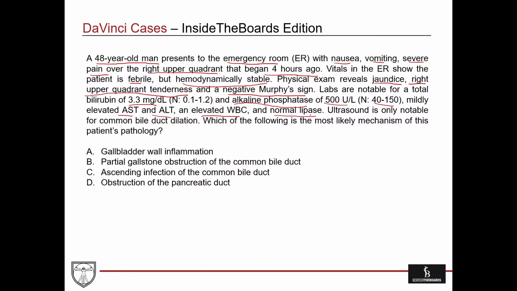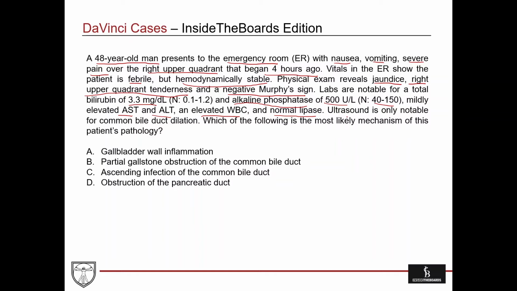The lipase is important because, as we'll show you later, the pancreatic anatomy is tied in here as well. And so the lipase indicates whether there is acute pancreatitis going on as well, because a gallstone can lead to that as well.